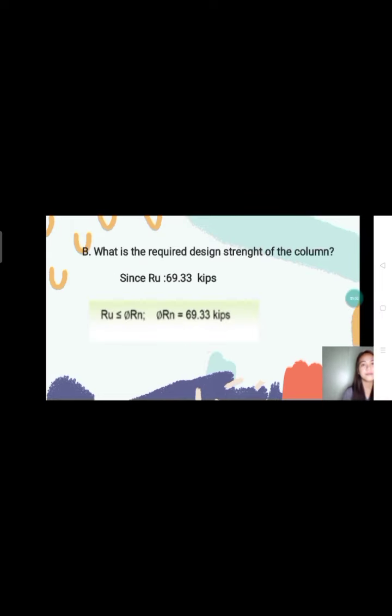Next, letter B. What is the required design strength of the column? Since the factored load is equal to 69.33 kips, we are going to use the formula: factored load is less than or equal to design strength. So the design strength is equal to 69.33 kips.